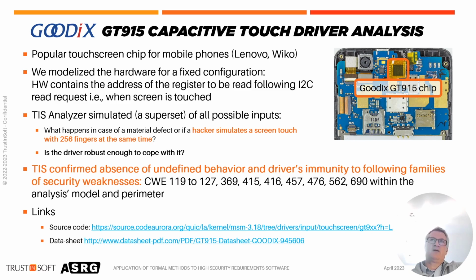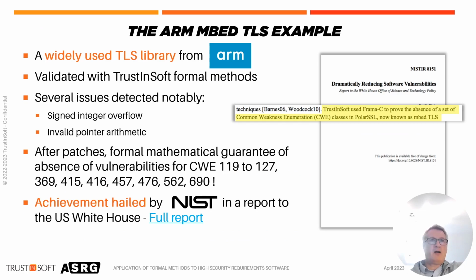With TrustInSoft formal method generalization, it was really easy, and to make sure that in those probably unlikely conditions, but conditions that can be deliberately provoked by a hacker, the driver was robust and would not have any vulnerability, and this was what was confirmed: absence of undefined behavior and driver's immunity to a large family of security weaknesses. You can see all the CWEs that refer to what we proved.